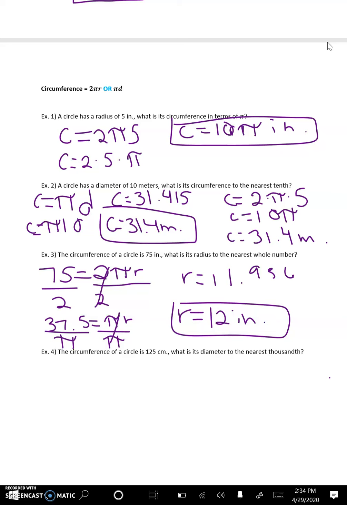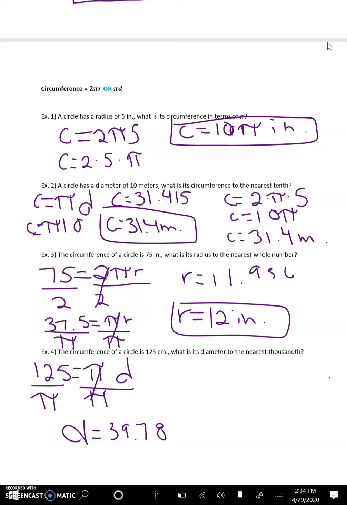So in this last example, the circumference of a circle is 125 centimeters. What is its diameter? So in this case, we would want to use the diameter formula. So we would have 125 equals pi times d. The only thing you'd have to do here is divide by pi. You would get 39.7887. If you're rounding that to the nearest thousandth, you would get 39.789 centimeters.